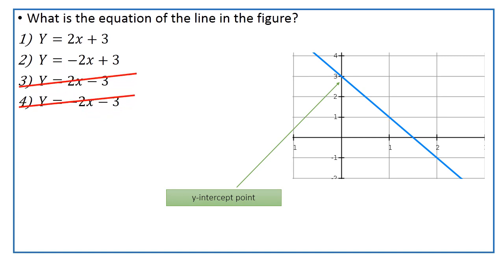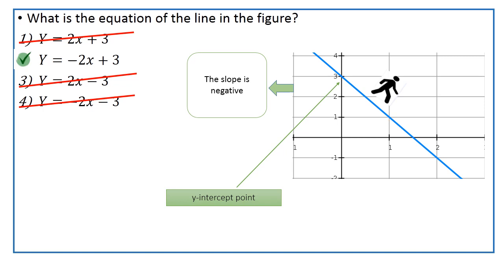After that, we are going to imagine that a man is moving from left to right. Here the man is moving downward. Then the slope of this line must be a negative number. So we are going to eliminate the first answer also. Then our correct choice is the second one, which is y = -2x + 3.